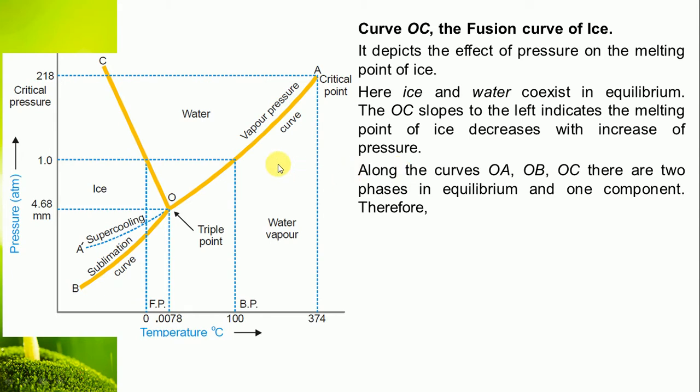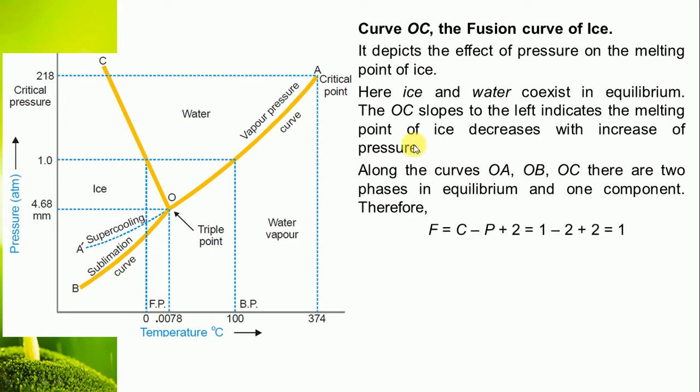So along these three curves, OA, OB, and OC, what will be the degree of freedom? I have already mentioned that along OB, OC, and OA, there are two phases. Each and every curve contains at least two phases which are in dynamic equilibrium, and since it is a one component system, the component will remain the same. Along this curve, it is a two-phase, one component system. Along this curve, it is also a two-phase, one component system. Along this curve, it is also a two-phase, one component system.